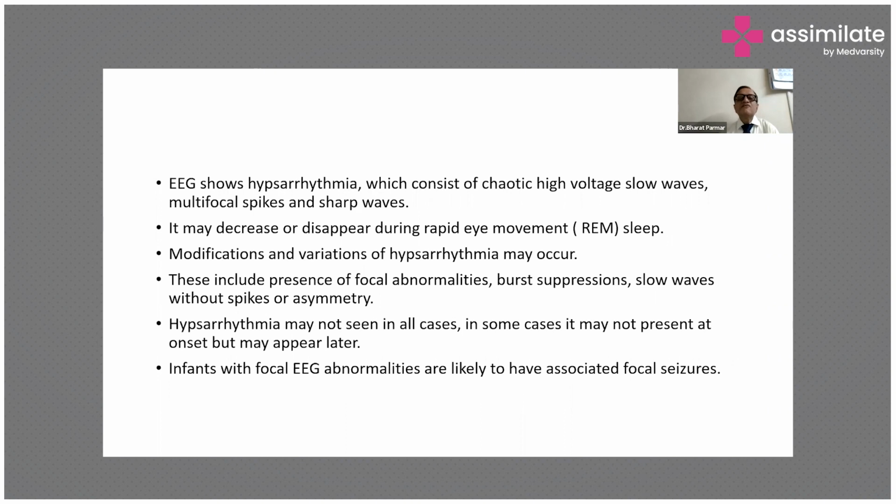EEG shows hypsarrhythmia, which consists of chaotic high voltage slow waves and multifocal spikes and sharp waves. It may decrease or disappear during rapid eye movement, that is REM sleep. Modifications and variations of hypsarrhythmia may occur. These include presence of focal abnormalities, burst suppression, slow waves without spikes, and sometimes asymmetry. Hypsarrhythmia may not be seen in all cases. In some cases, it may not be present at onset but may appear later. Infants with focal EEG abnormality are likely to have associated focal seizures.